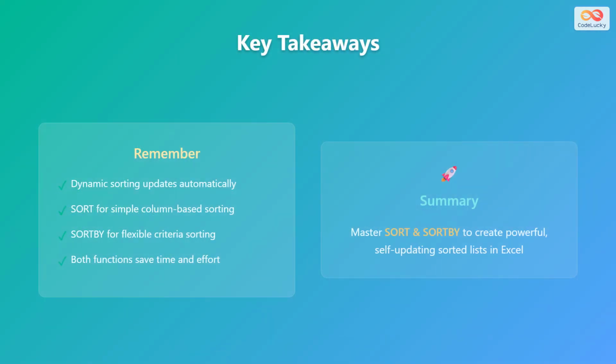Here are the key takeaways to remember from this tutorial. Dynamic sorting updates automatically. The sort function is used for simple column-based sorting. The sort by function is used for flexible criteria sorting, and both functions save you time and effort. In summary, mastering the sort and sort by functions will enable you to create powerful, self-updating sorted lists in Excel.